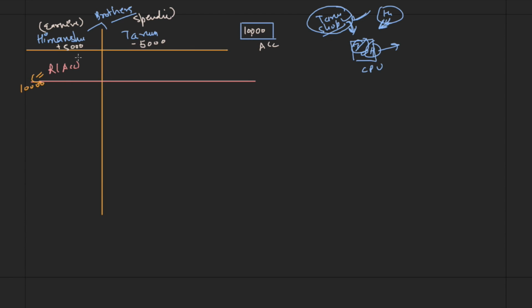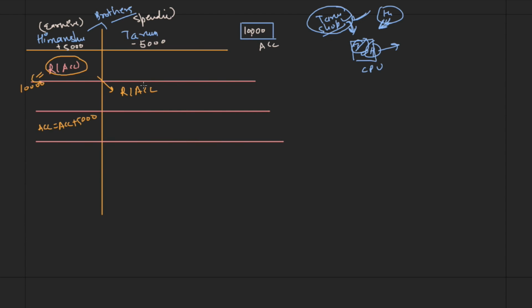Right, so here you can see, first of all, CPU is given to Himanshu. Then assuming that CPU is given to Tarun, so Tarun is also going to read the value of the account. And then after reading the value of the account, again CPU is given to Himanshu. So Himanshu is doing account is equal to account plus 5,000. Remember, he is not writing the value, he is just calculating on his end. Now CPU is given to Tarun. Now Tarun is doing account is equal to account minus 5,000.